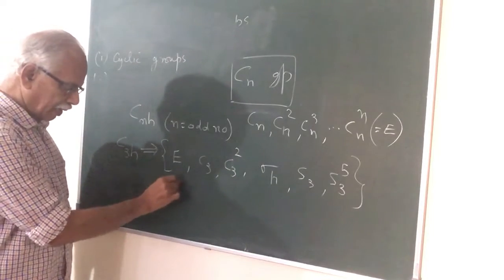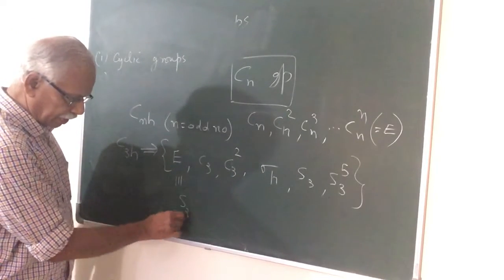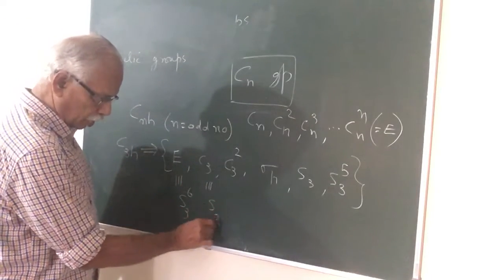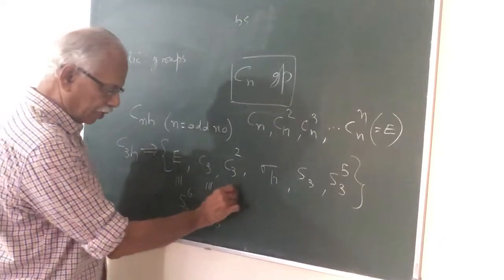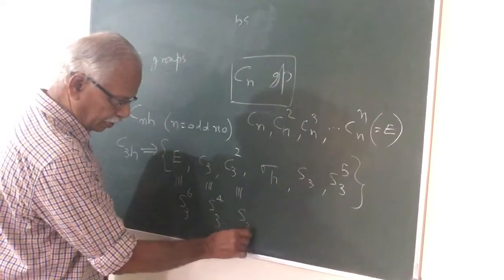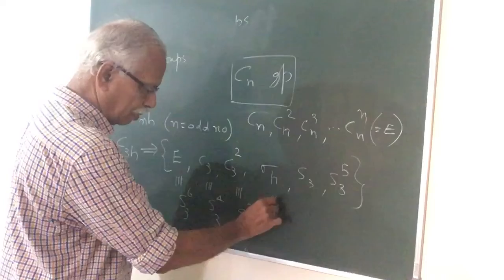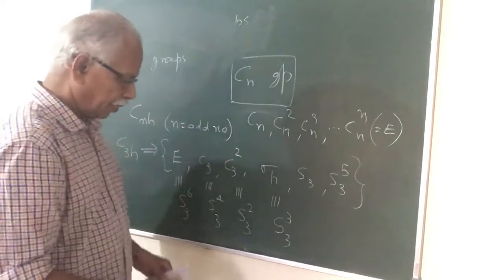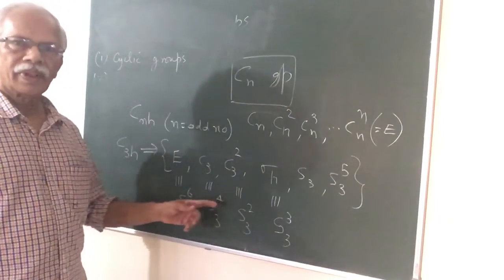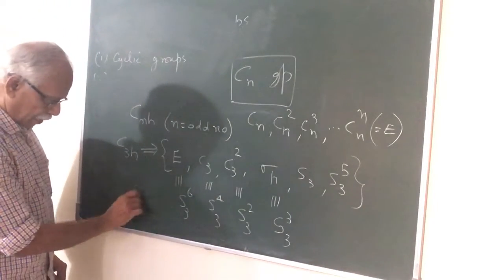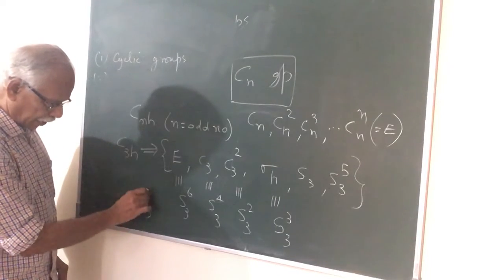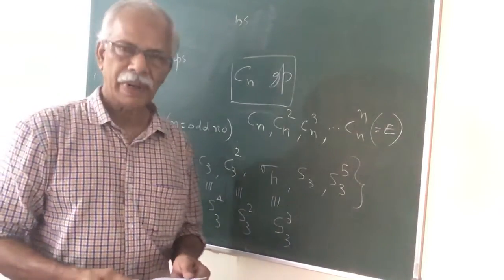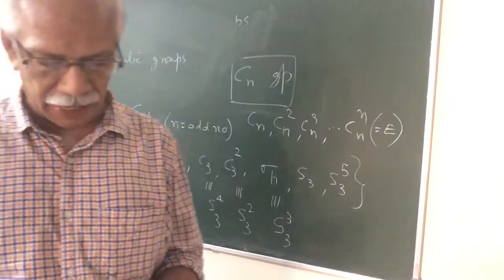You know, identity can be expressed as S3 6. C3 can be expressed as S3 to the power 4. C3 squared is the same as S3 squared, and sigma H is the same as S3 to the power 3. So every operation can be expressed as S3 to the power n. Hence, C3H can be described as a cyclic group.